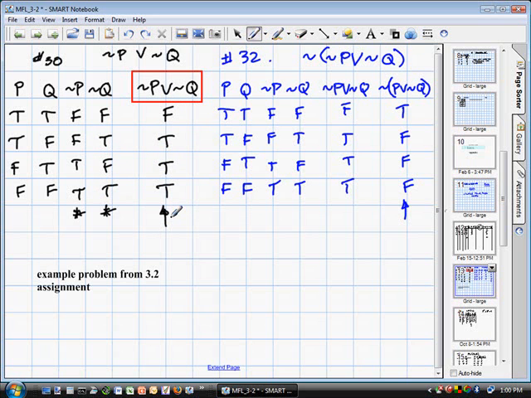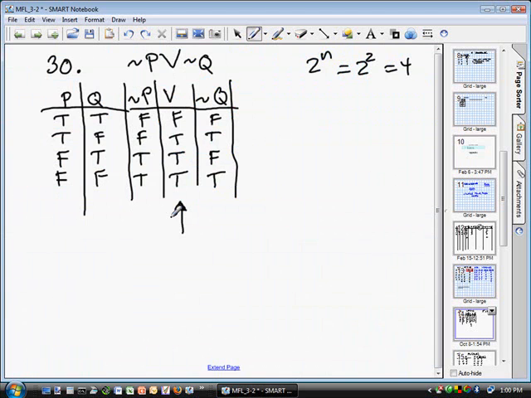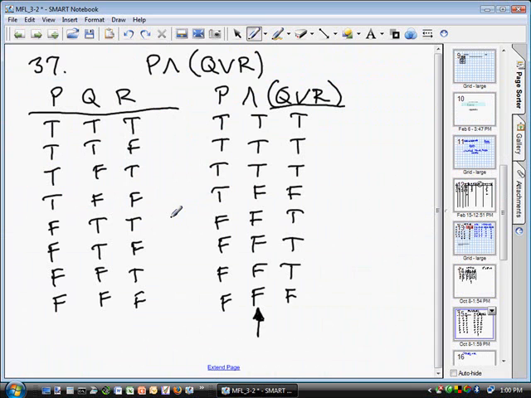Now let's take a look at number 32. This one's a little bit more complicated because it's got some parentheses. It says, take the negation of not P or not Q. This one's too much like the other one, so let's skip ahead to a different one. Sorry, that one was too similar. Let's go to number 37.